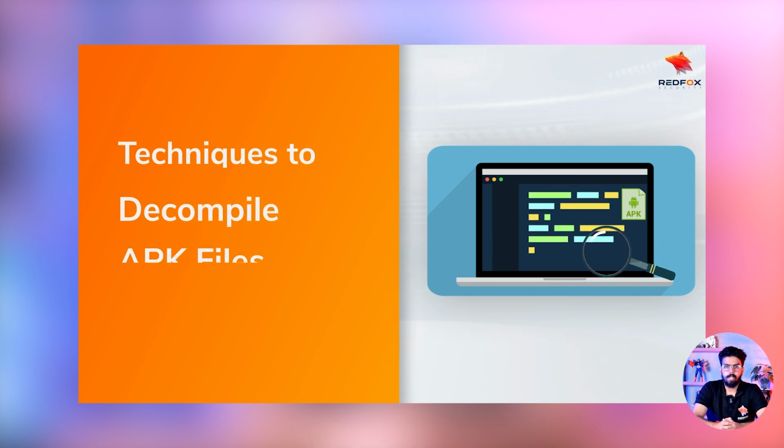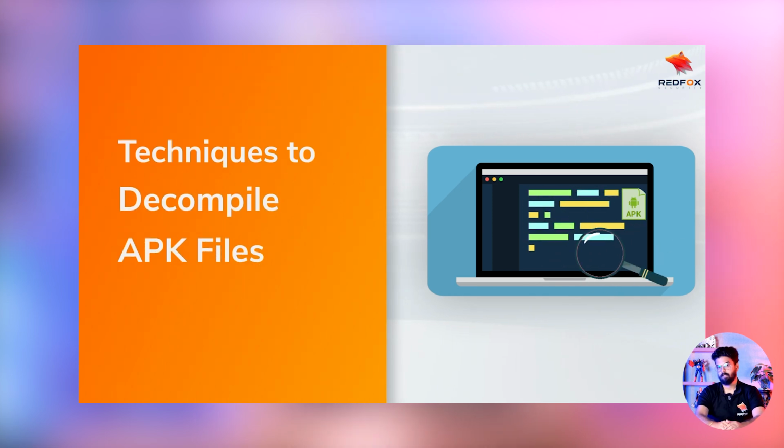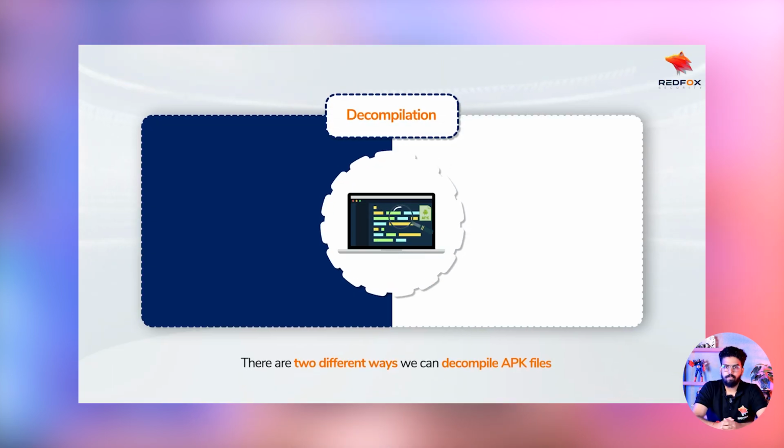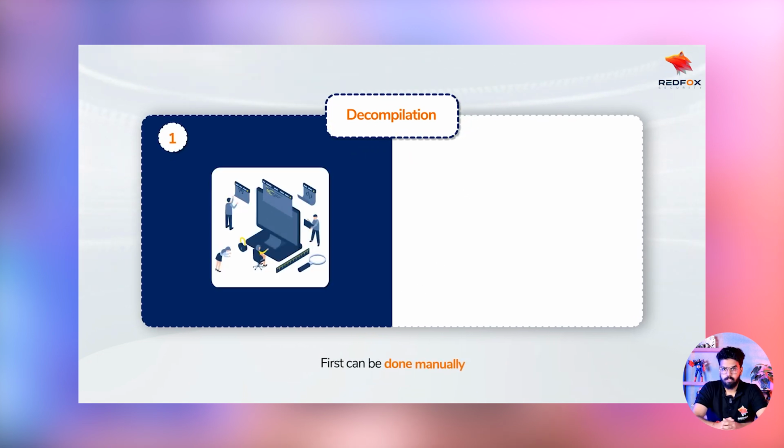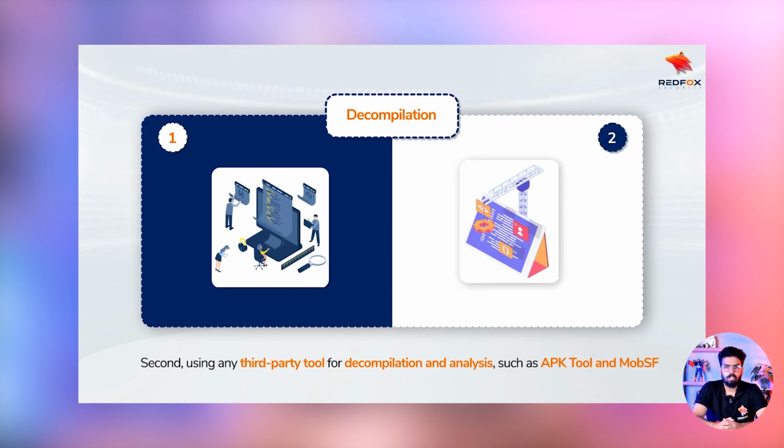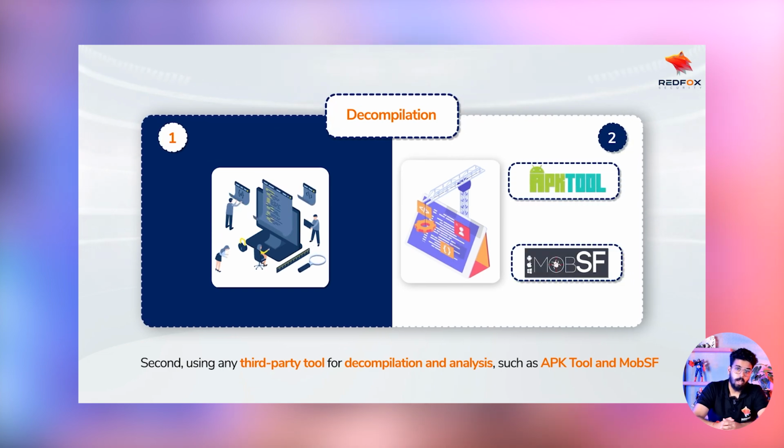Techniques to decompile APK files. There are two different ways we can decompile APK files. First, it can be done manually, and second, using any third-party tool for decompilation analysis such as APKTool and MobSF.